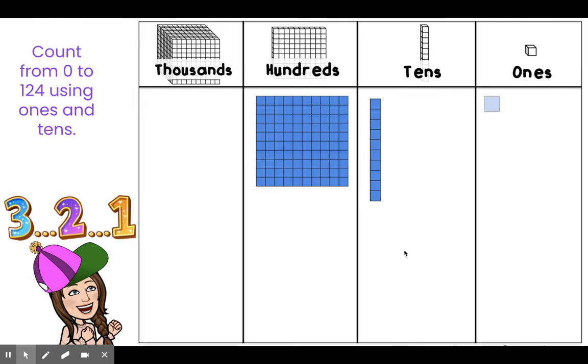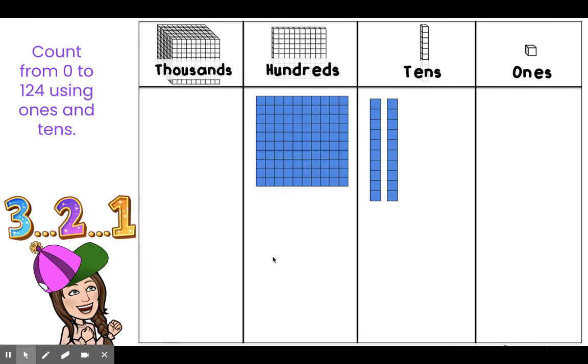110, 111, 112, 113, 114, 115. I hope you're counting. 116, 117, 118, 119, 120. I have 10 ones ready to bundle and make another group of 10. We made it to 120. We're getting awfully close to our goal of 124.